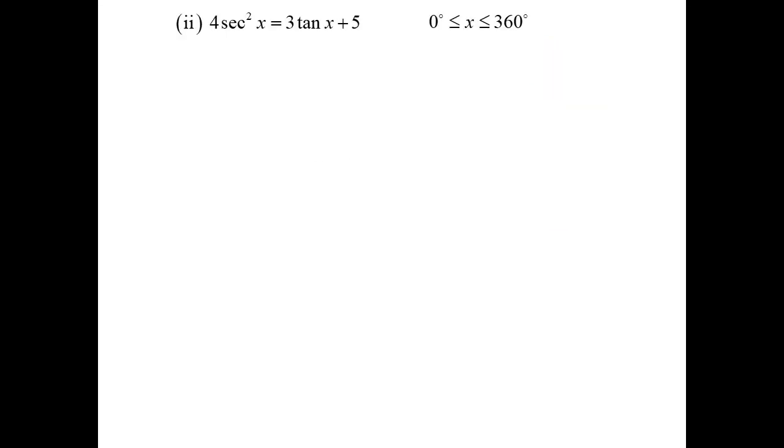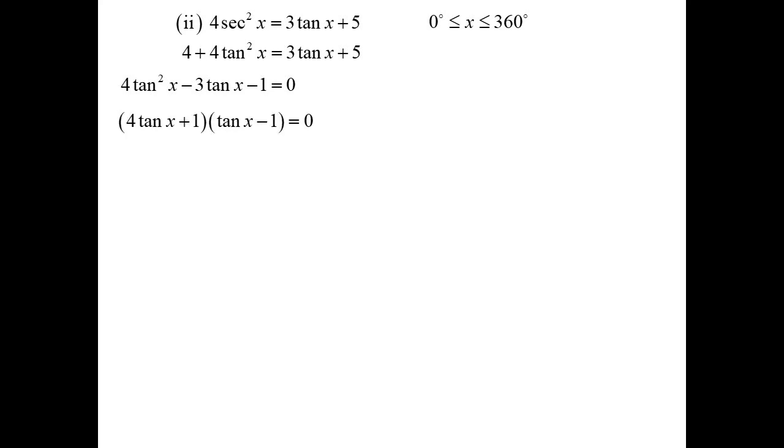Sec squared equals 3 tan. Well, x, the angle is the same. Let's try and get the trig the same. And we've got an identity, of course, that says sec squared is 1 plus tan squared. So we change that to 4 plus 4 tan squared. It becomes now a quadratic equation because tan x now is the pronumeral. That one factorizes, thank goodness. And we get 2 possible answers. Tan x is minus 1/4 or tan x equals 1.